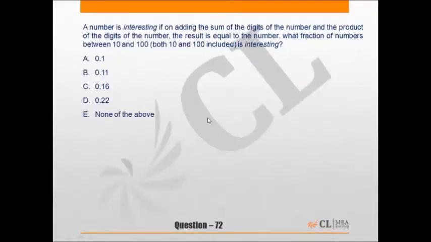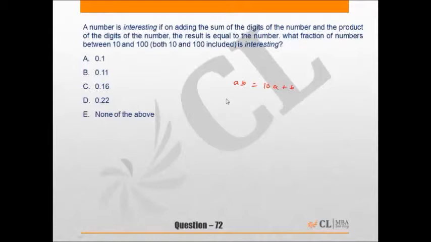A number is an interesting number if adding the sum of the digits of the number and the product of the digits of the number is equal to the number. So if we have a number AB, which can be written as 10A plus B, A cannot be 0 in this case because AB is a two-digit number.